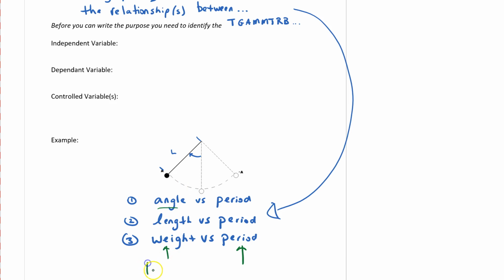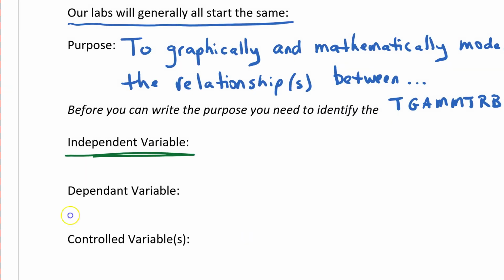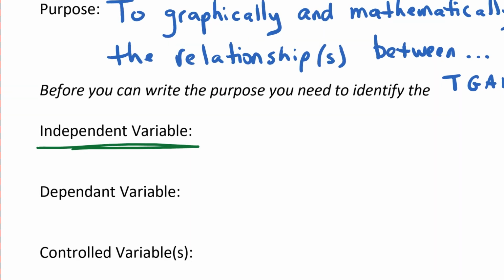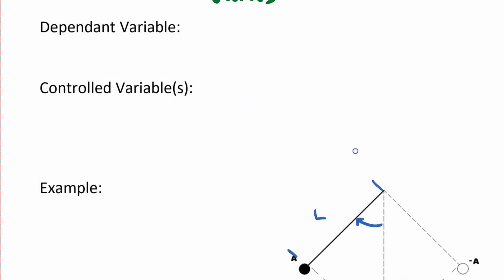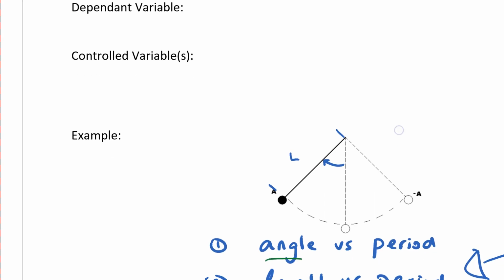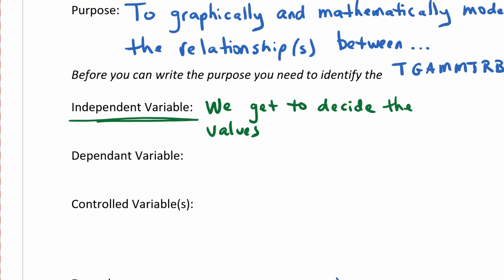So this first category here, I'm going to call the independent variable. In fact, this is our note over here. So let's write down what independent variable is. I think the easiest way to say it is that we get to decide the values. Like I said before, when we set up the experiment, we can decide all the different angles. We can do one at 5 degrees, 10 degrees, at 20 degrees. And then the dependent variable, the second one, the period in our example, is what we measure to find out the values.